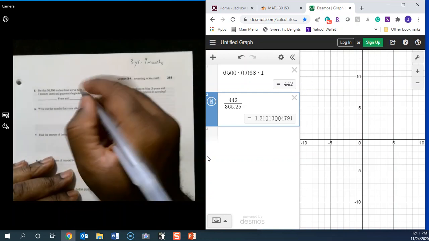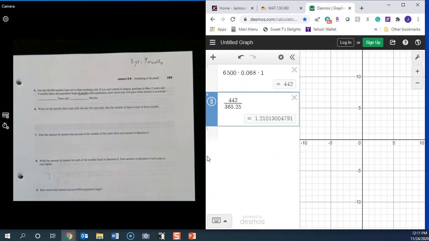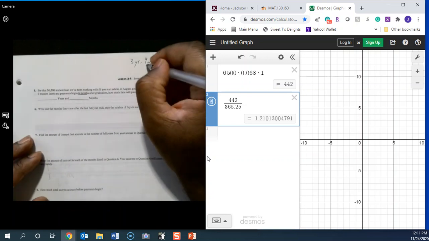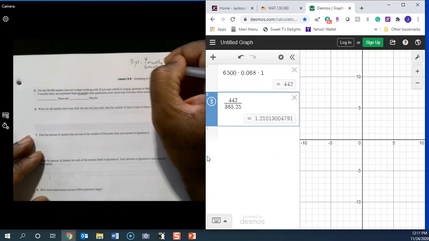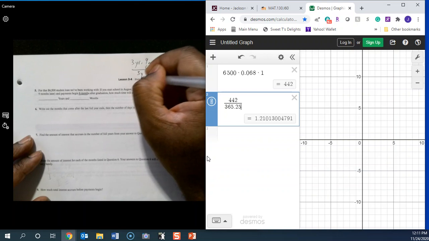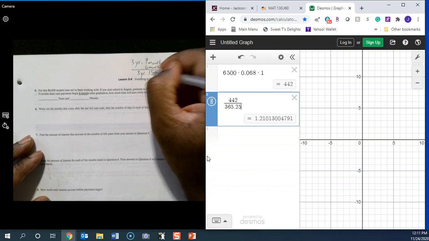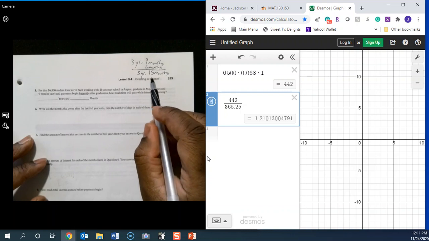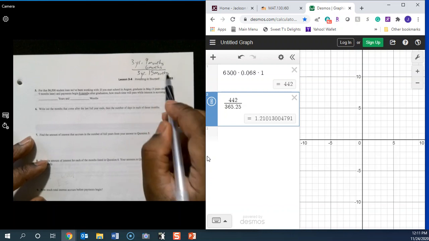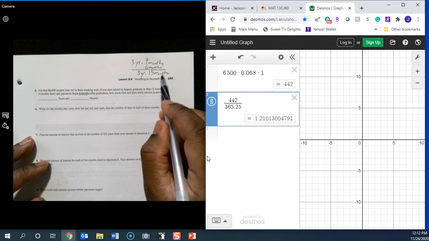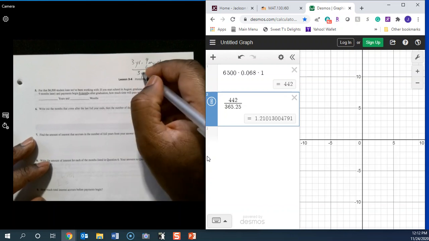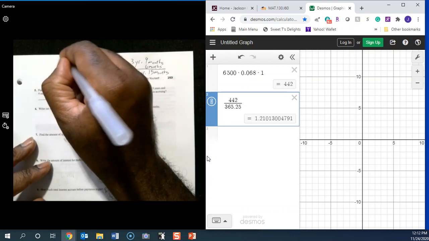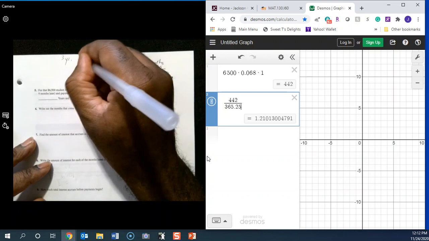3 years, 9 months. But payments begin 6 months after graduation. So if we add 6 more months here, this will give us 3 years, 15 months. Now, as we know, it's 12 months in a year. So we could take this 15 months and pull 1 year out of it. So if we pull, let me write it over here. So we had 3 years, 15 months.